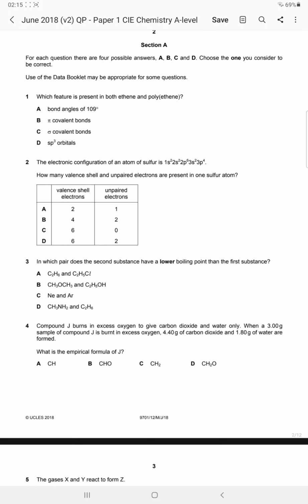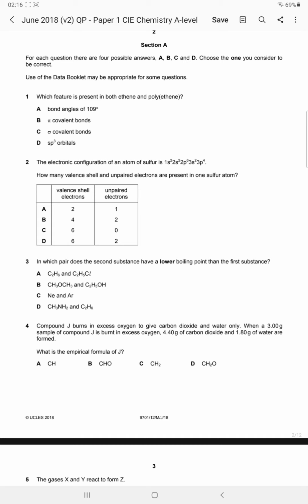Hello, this is June 2018, Variant 2, Paper 1, CIE Chemistry A-Level question paper solving. We are going to go through all of the questions. We're going to say which ones are wrong and which ones are right. We're going to explain why they're wrong and why the options are right.